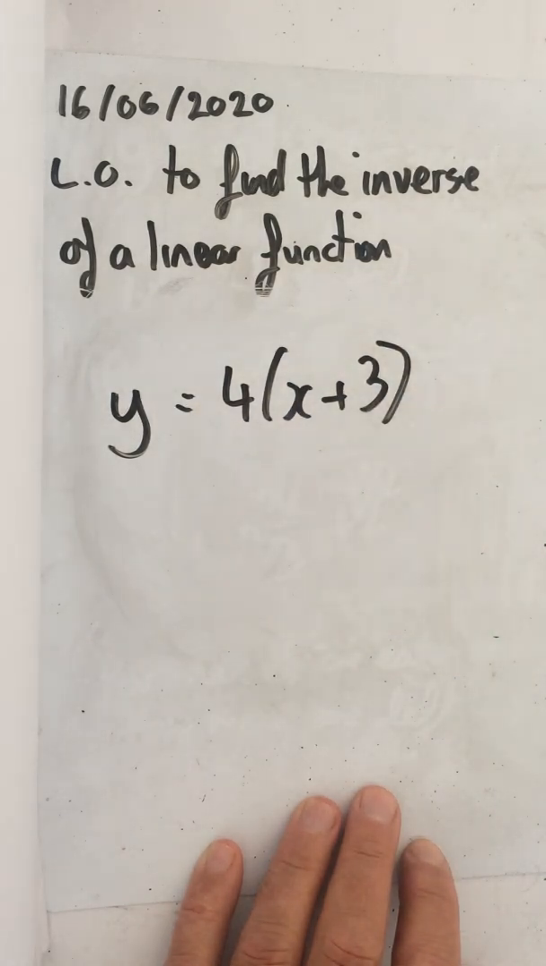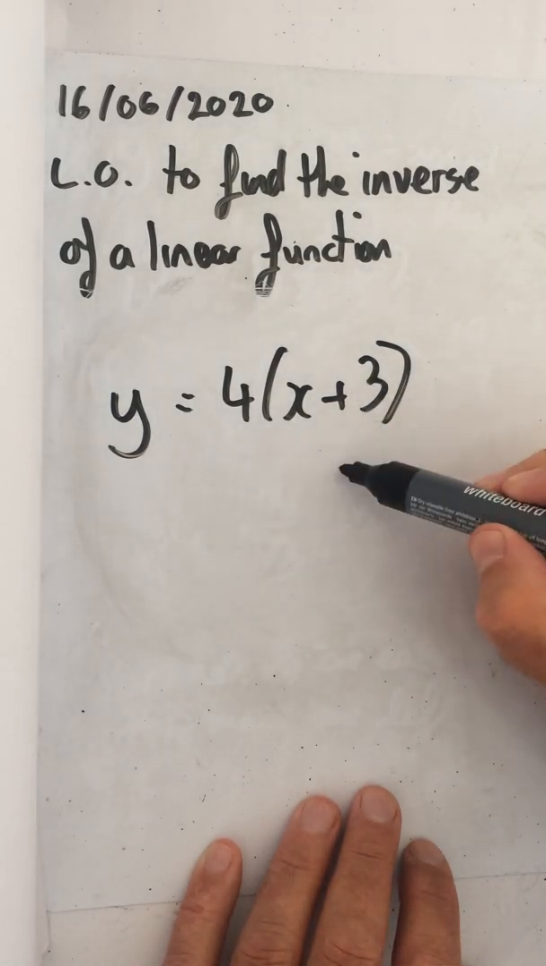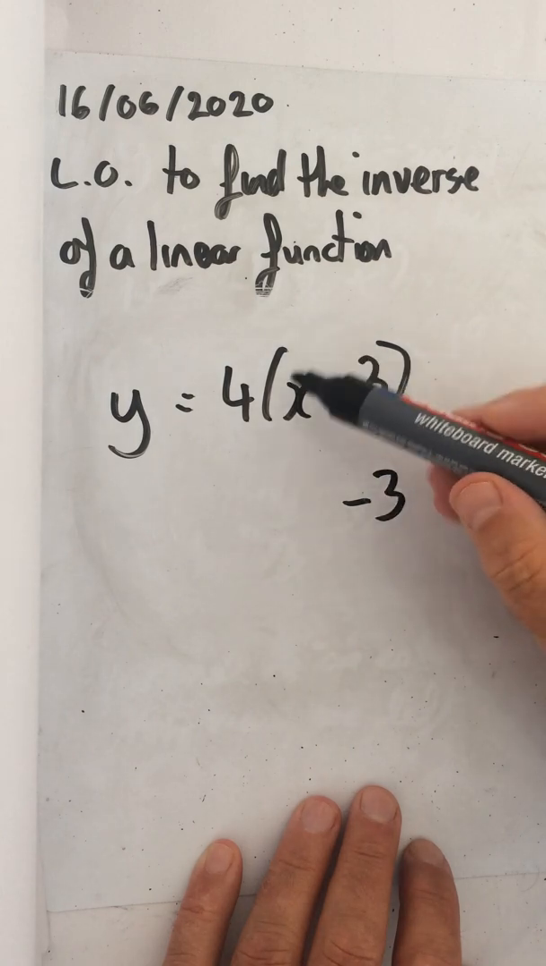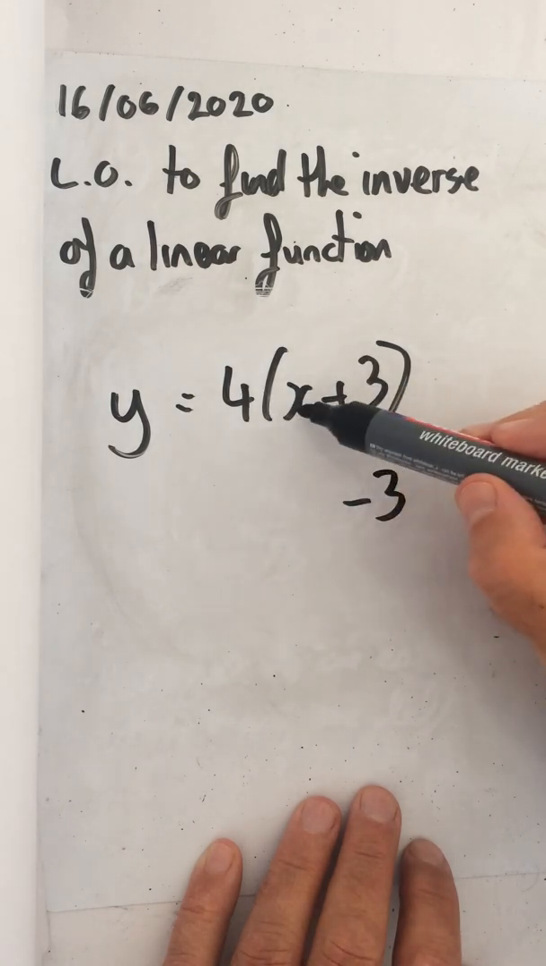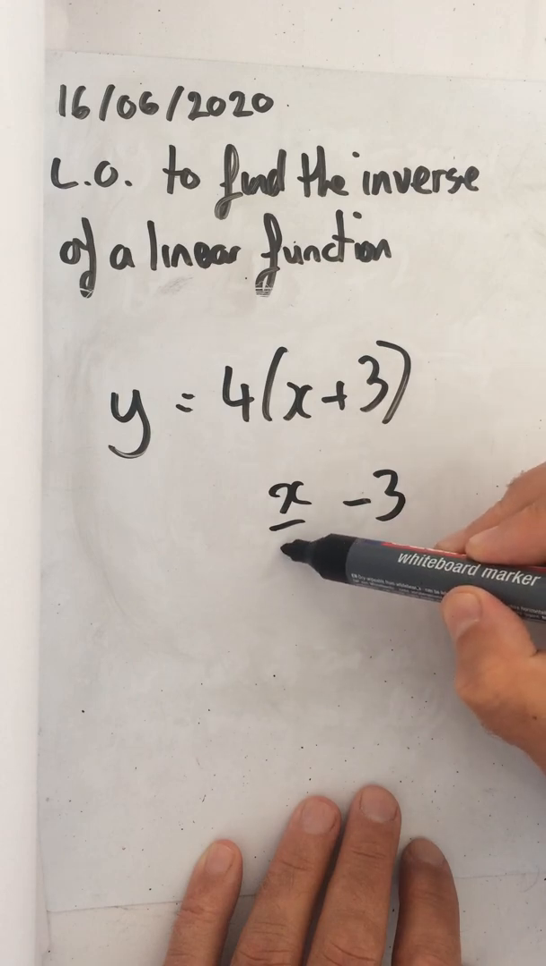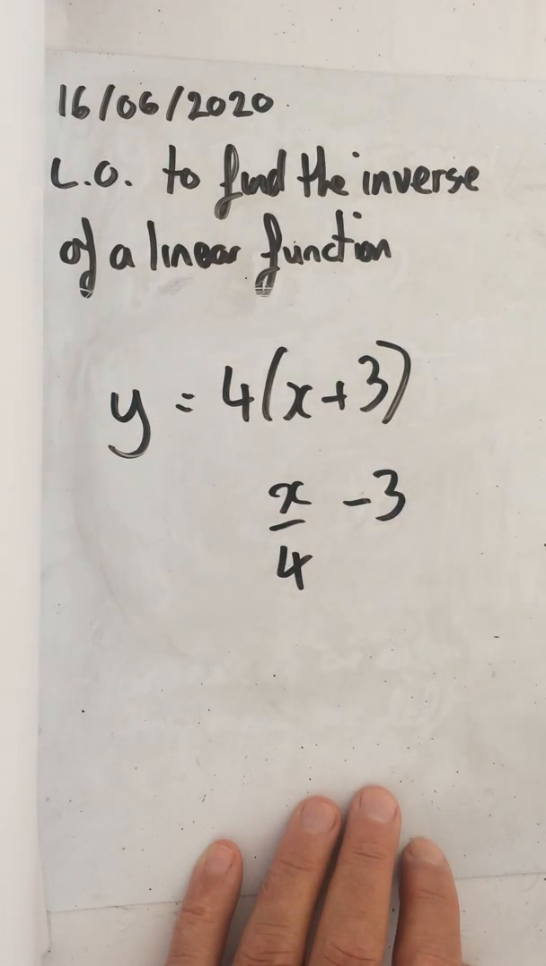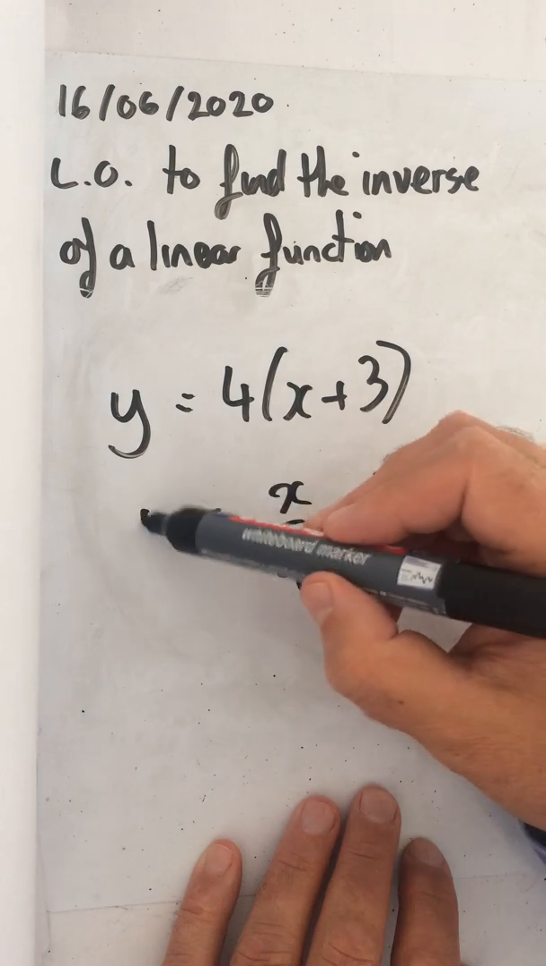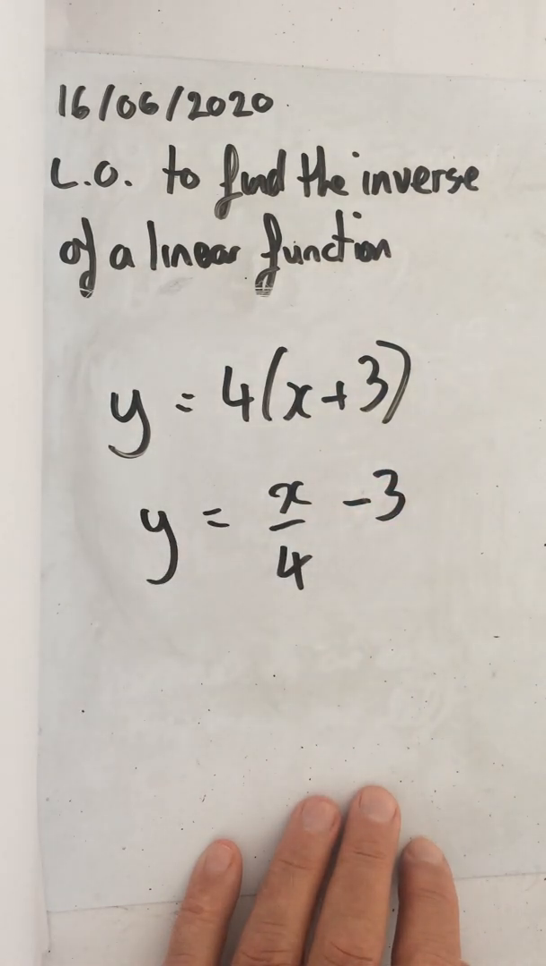And again, what we must remember is we don't expand the brackets with these ones. We just work backwards, and we call this a -3. Then instead of x times 4, we're going to do x divided by 4, isn't it? We do the opposite, the inverse operation. Okay, and that's what we get for that one.